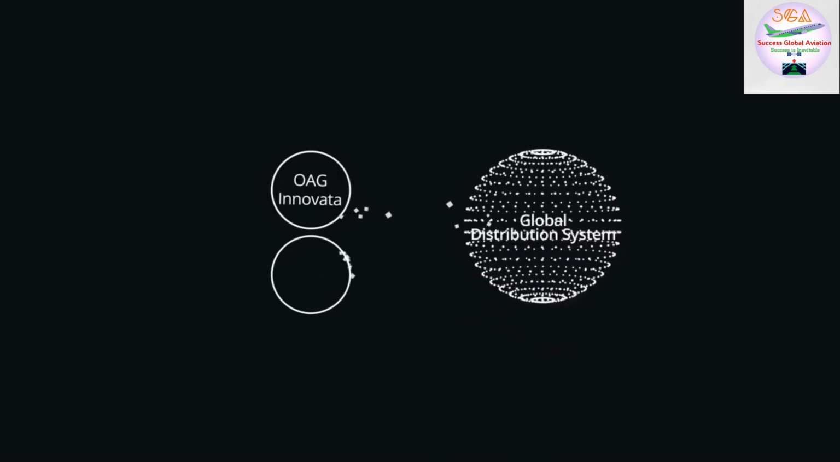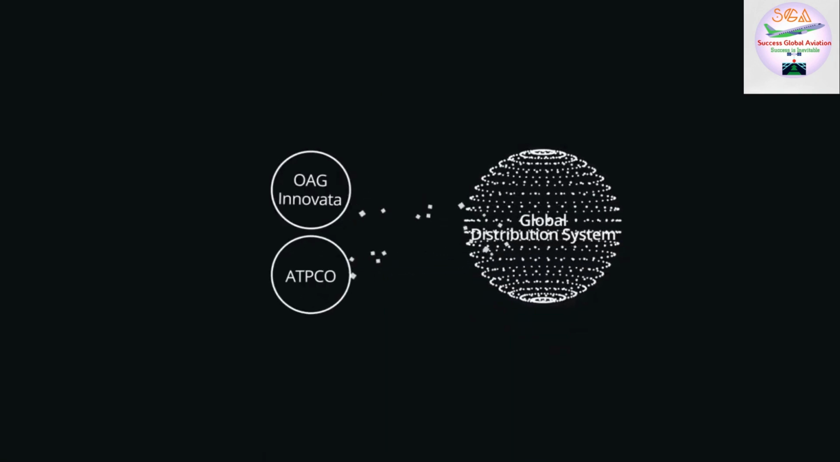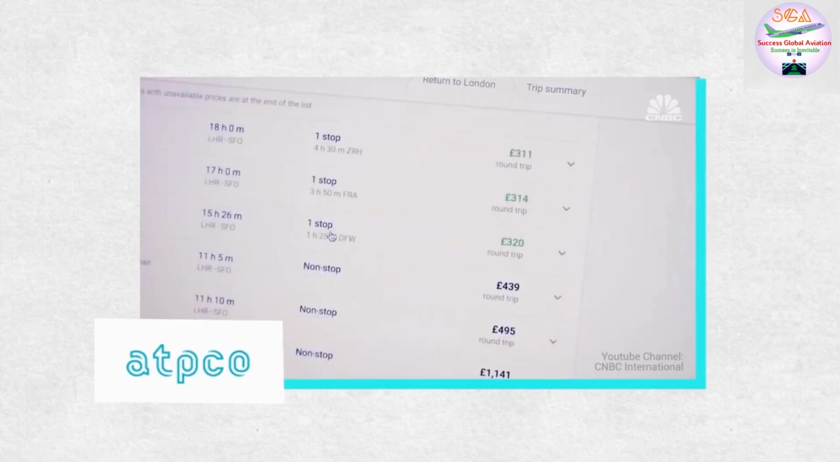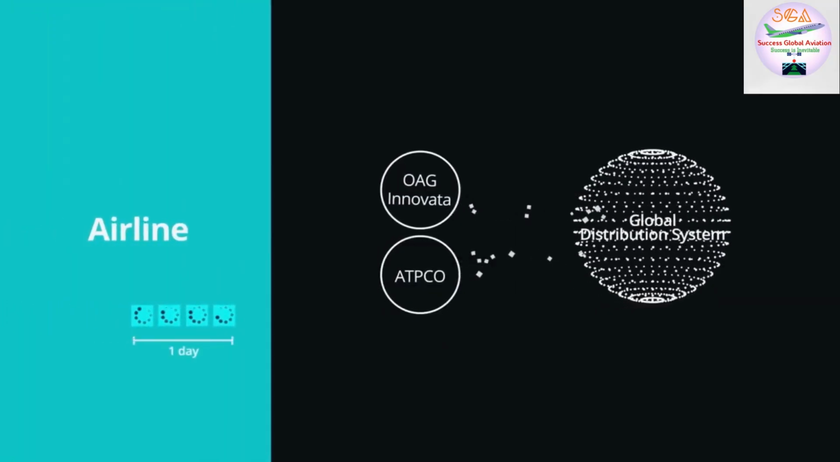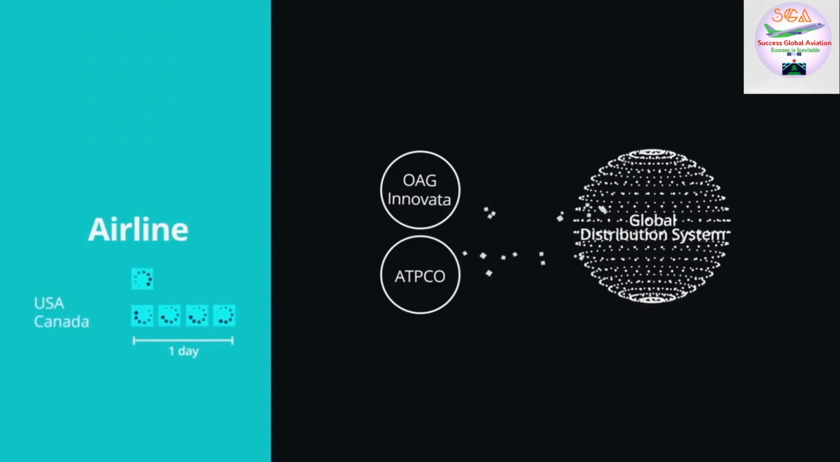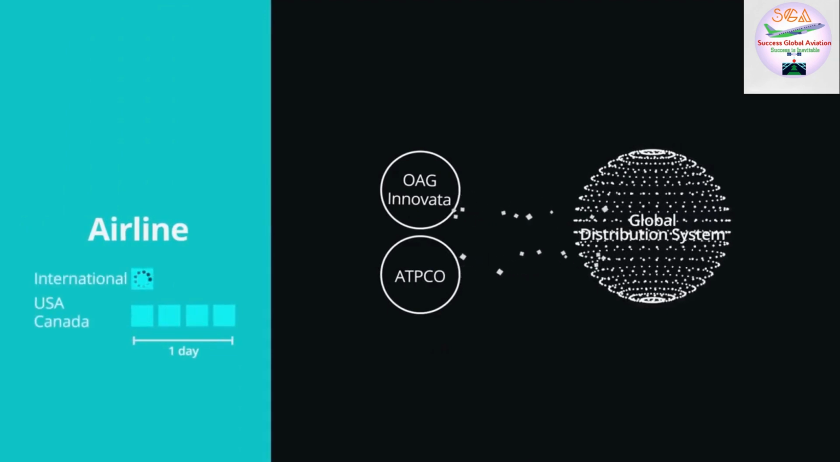Second, ATPCO, or the Airline Tariff Publishing Company, that consolidates data on airfares. Carriers cooperating with ATPCO can update their prices 4 times per day for domestic US and Canada flights and once per day for international flights.